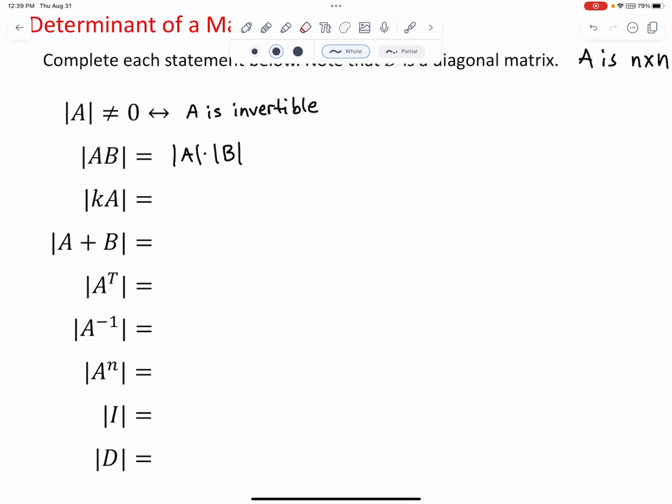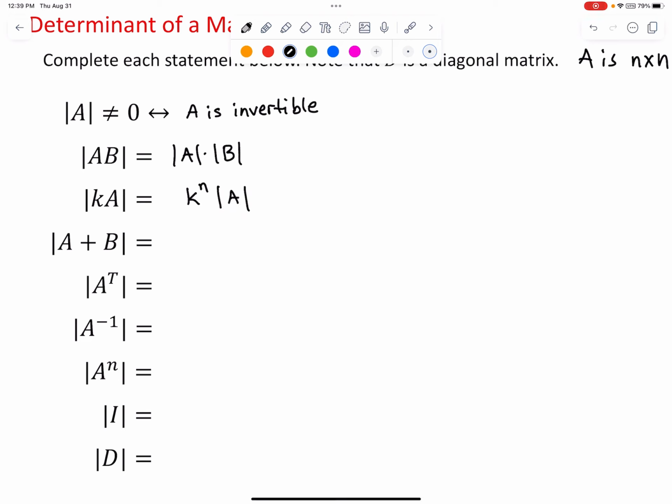So that's kind of like doing n row operations of multiplying by k. And every time you do a row operation of multiplying a row by k, you multiply the determinant by k. Since this has n rows and each row got multiplied by k, you're going to be multiplying by k n times. So basically, this winds up being k raised to the n times the determinant of A.